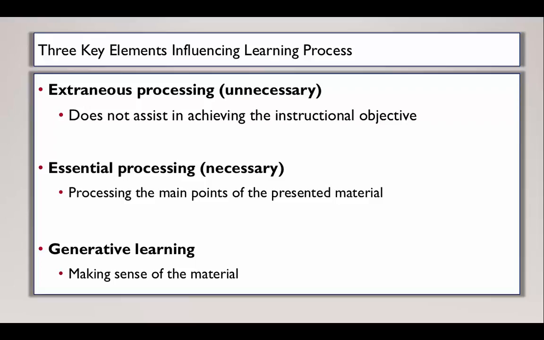In this theory it is helpful to understand that there are three key elements influencing the learning process. Extraneous processing is cognitive processing that does not serve the instructional objective. Essential processing, which is cognitive processing of the main points of the multimedia presentation. And generative processing, which refers to cognitive processing aimed at making sense of the material.